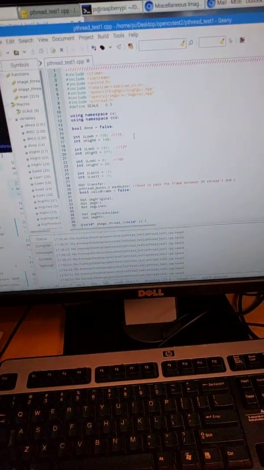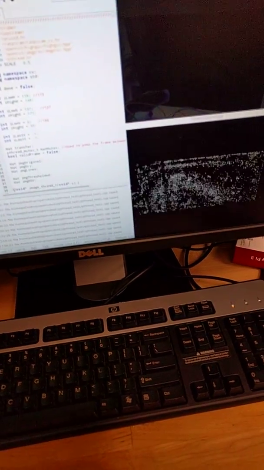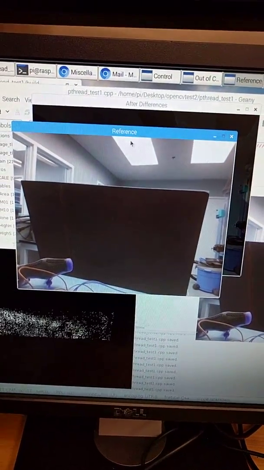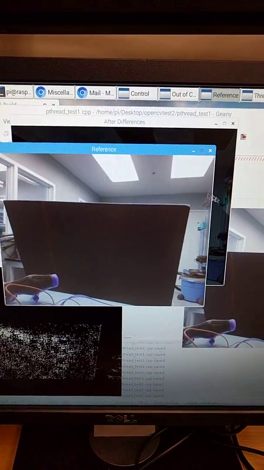It's grabbing the reference frame right now. Alright, here we go. This is what we got for a reference. I sent you this in an email, Mr. McGonigal. This is what's coming out of the camera right now. Those look essentially the same.